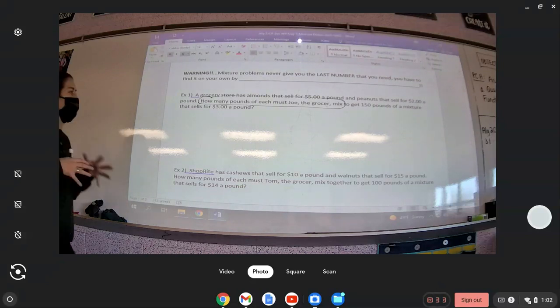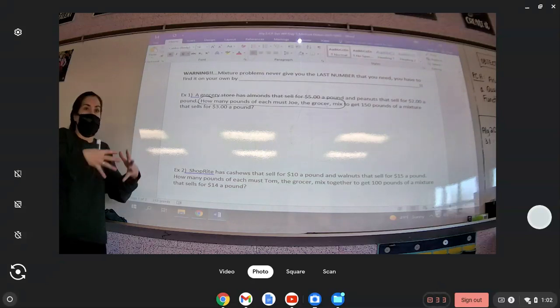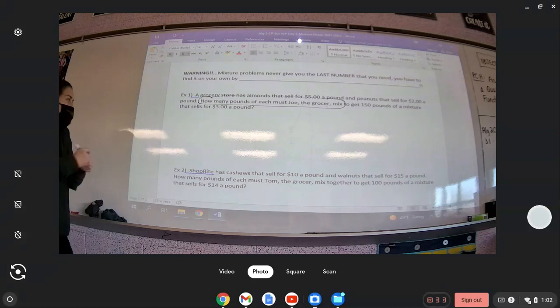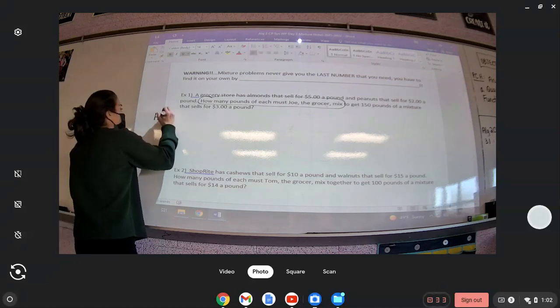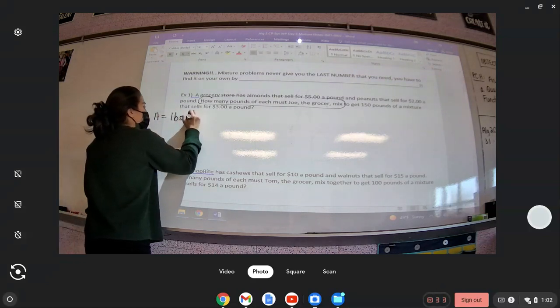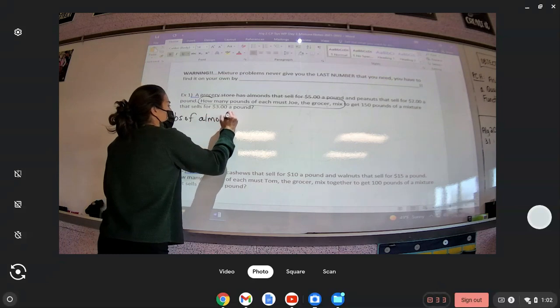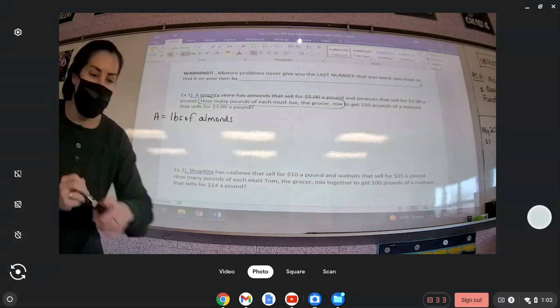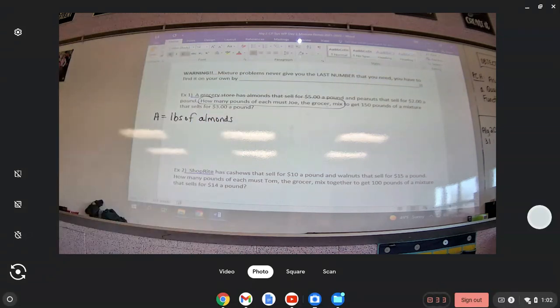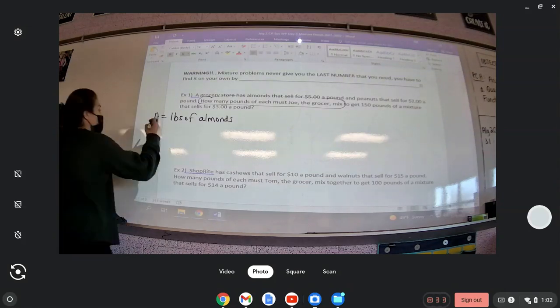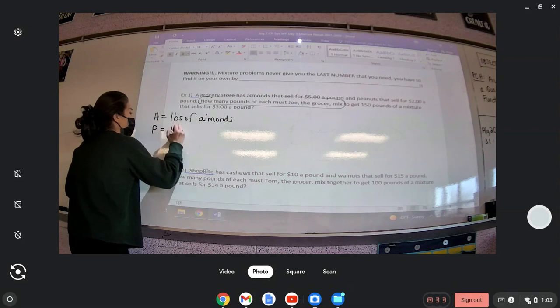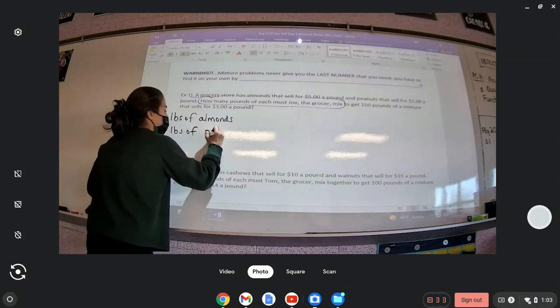So what would be a good variable to represent the pounds of almonds that he has to put into this mixture? A. So let's let A equal the pounds of almonds that he will put into this mixture. All right, what else is he putting into this mixture? Peanuts. What would be a good variable to use for the pounds of peanuts that go in? P. So we're going to let P equal the pounds of peanuts.